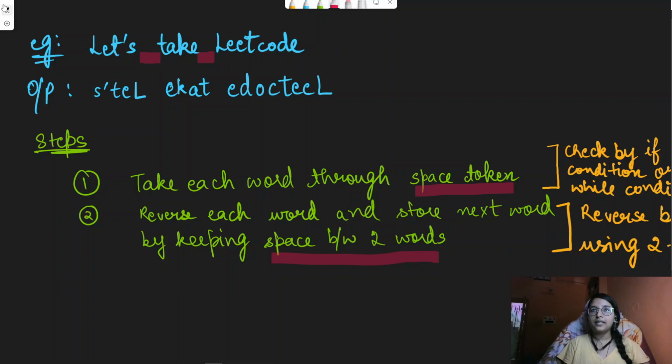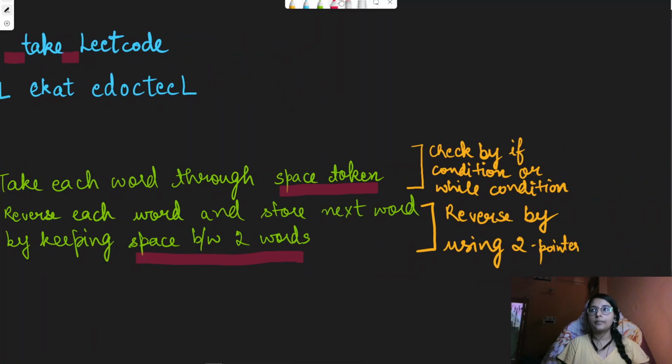Now comes the part of how we will go ahead, for each step. The thing would be that we will check with an if condition or a while condition. This is as per our implementation only, how we are implementing it, because both ways could be done.